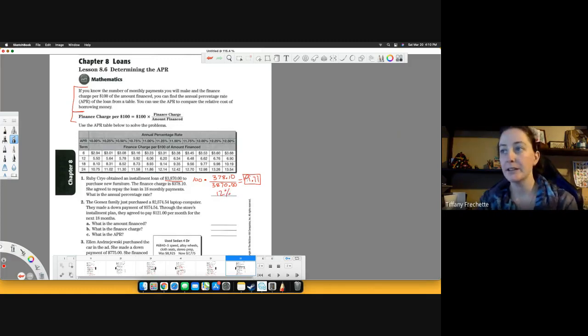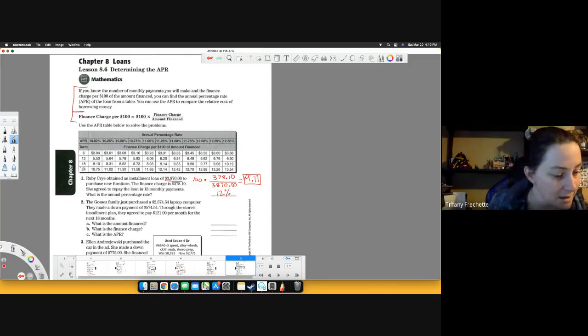You have to do this calculation to find out the amount per 100. So I pay $9.77 for every $100 I borrow. And based on that amount, it must be a 12% loan for an 18-month term. So it's a way to go a little backwards to figure out your percentage rate. All right.